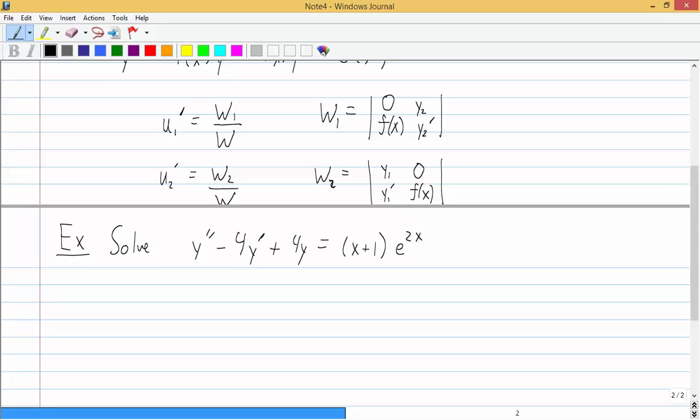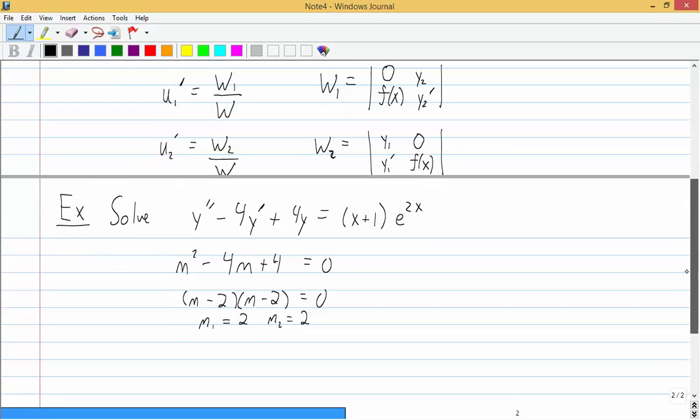So the first thing that we would want to do is figure out the complementary solutions. The complementary solutions come from the left side of the differential equation. And so that would be m squared minus 4m plus 4 equals 0. So that's the auxiliary equation. And from that, if we were to factor, we could solve for m pretty easily. That's just going to be m minus 2 times m minus 2. And so we get m sub 1 equals 2 and m sub 2 equals 2. So that's a repeated root.